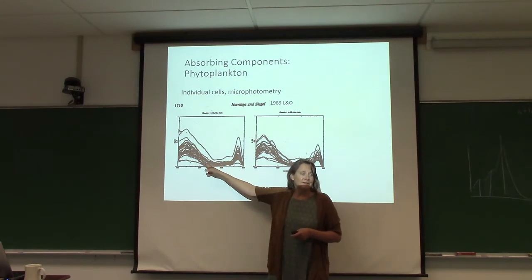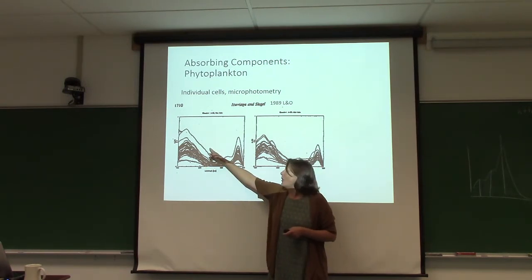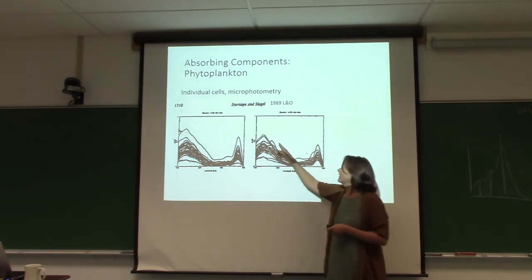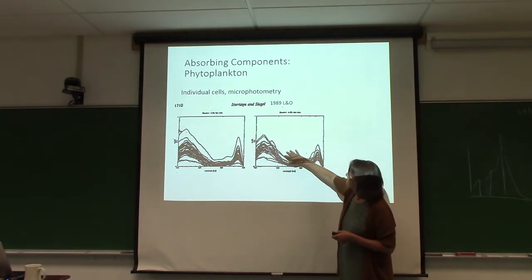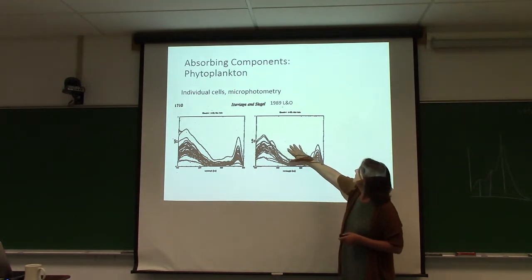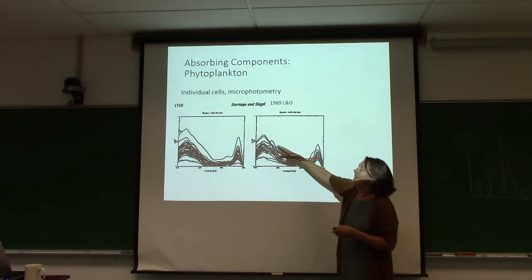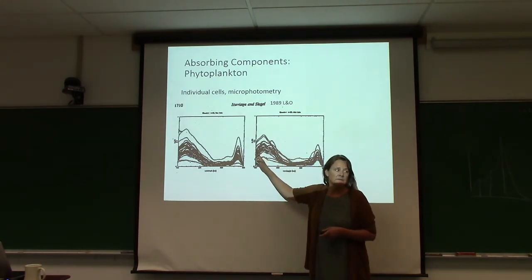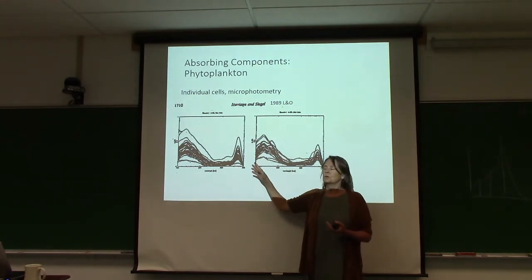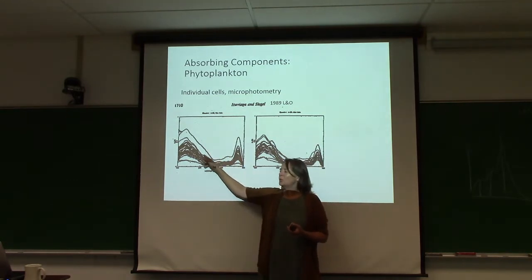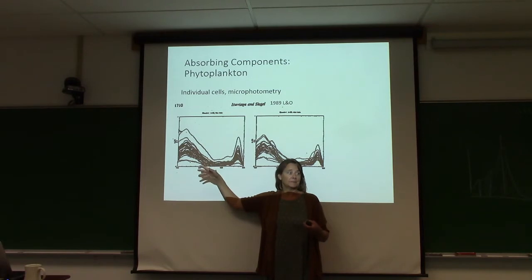Here's one sample from the Sargasso Sea, and these are all the different phytoplankton in that one sample. Here are, oh, this is another sample. Okay, I can't remember which is which. It's literally this blurry in the old journal. And then, they also did it for detrital particles. And so then the point is, of course, if you add each one up, you get the total absorption by phytoplankton for that sample.